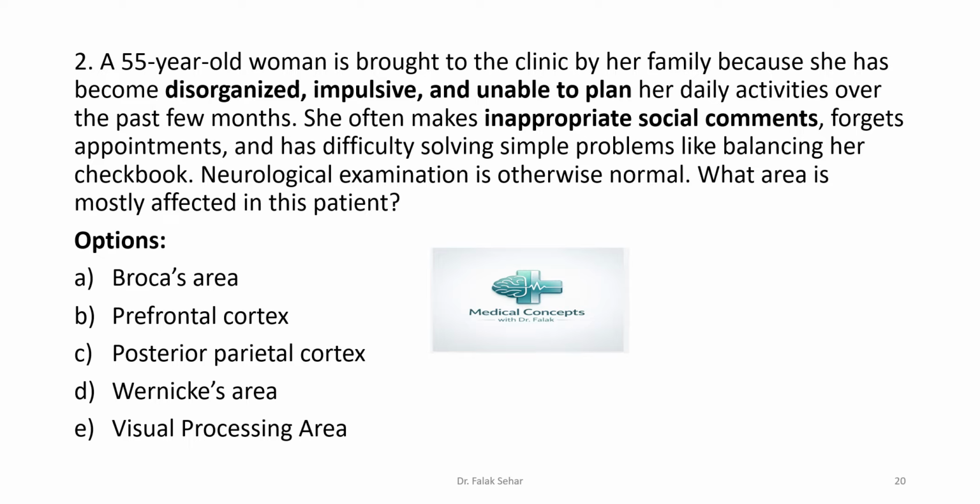Then what about Wernicke's area? It's actually a comprehension problem. And the visual processing area is related with reading and visual deficit, but not this one. So this is all related with the personality disorder, and likely indicates a problem in the prefrontal cortex. So very good. Now let's go to the final question.